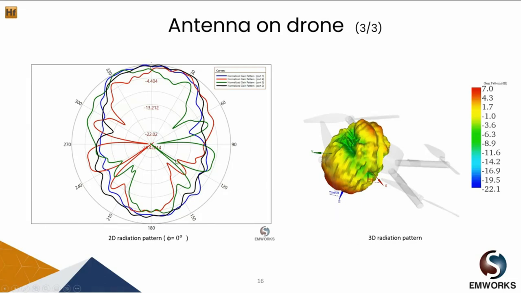On the left, we can see the 2D radiation pattern of the 4 antennas at phi equal to 0 degrees. We can see that the 4 antennas have maximum radiation directed toward the ground, and this will be useful for applications such as 3D mapping.